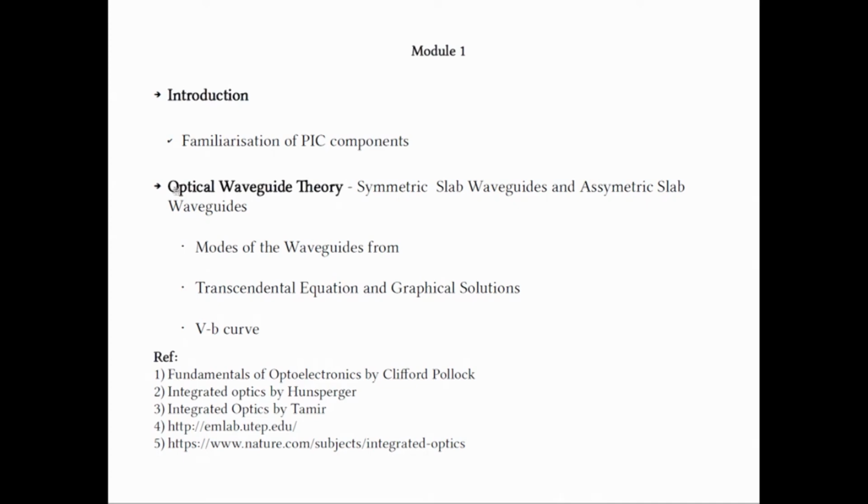As an example, to go deeper into understanding the propagation of light in waveguides, we took up the symmetric slab waveguide first, and used a scalar approach to find the various modes of the optical waveguide. We arrived at a transcendental equation, and we looked at various methods to handle and interpret that. And finally, in terms of the design, we end up with what can be called a VB curve.